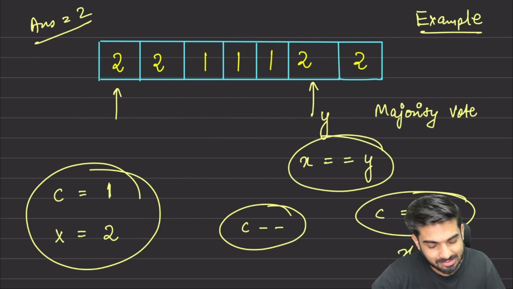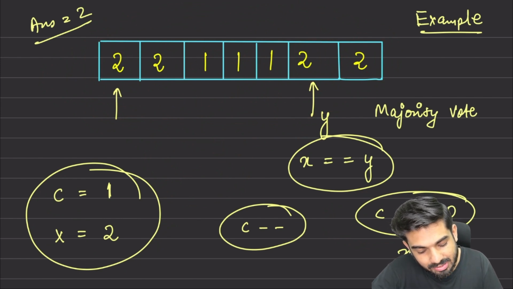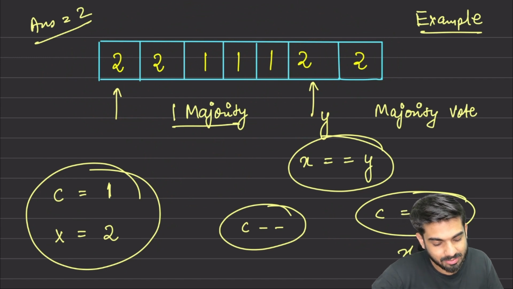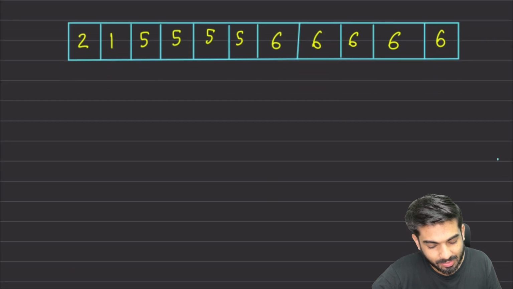So this is the first scenario, in which we see that there is only one majority element. Correct? Now, based on this approach, we'll try to see the next part, which is for the second majority element. So let's try it down.